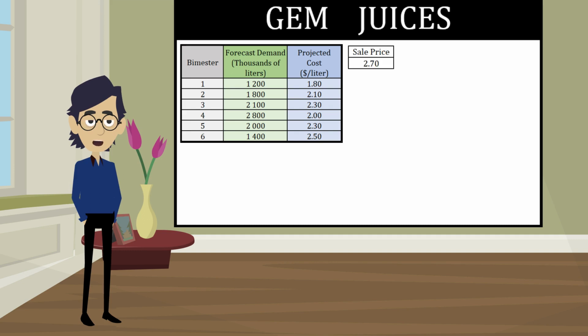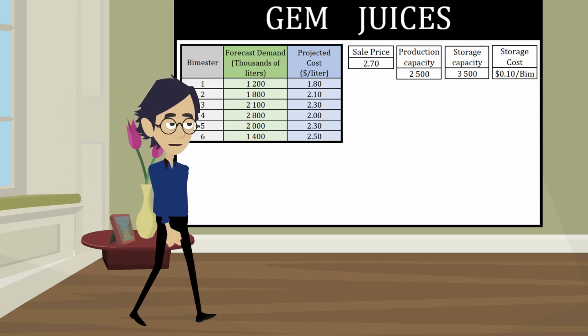The factory has a production capacity of 2,500 liters per bimester. And our refrigeration area has the capacity to store 3,500 liters. This capacity includes the material that is produced and sold in the same period. Finally, for each liter of juice that is produced in a season, and stored for later use, a storage cost of 10 cents per bimester is incurred.